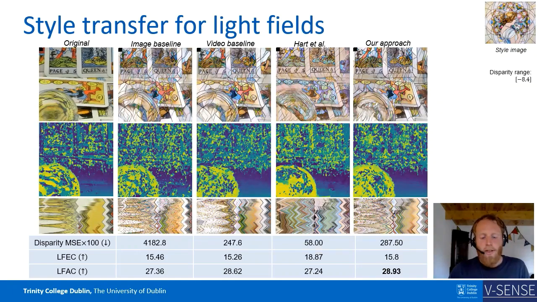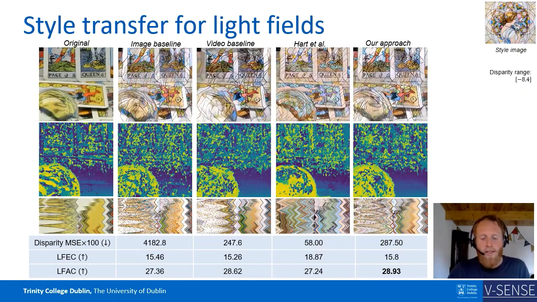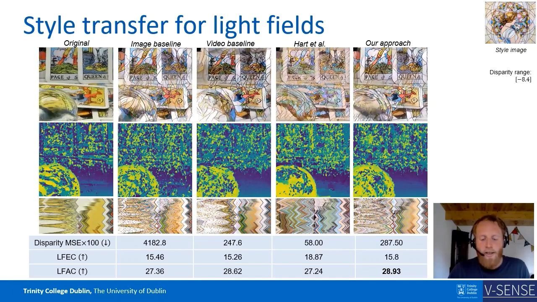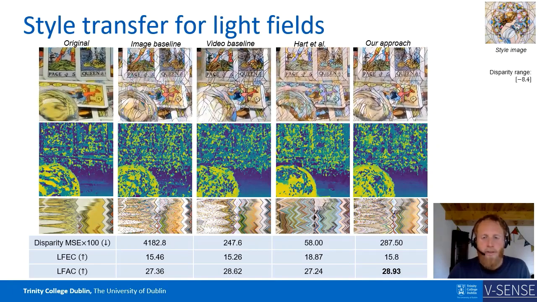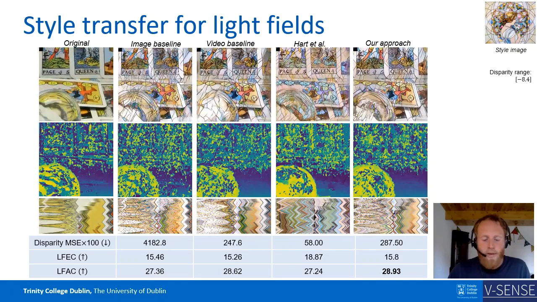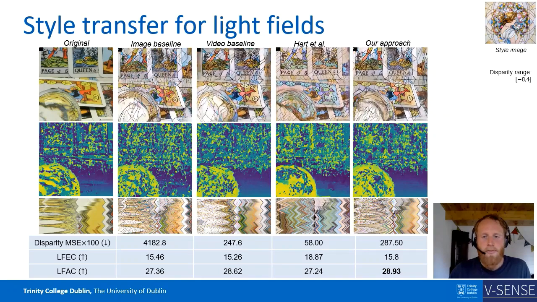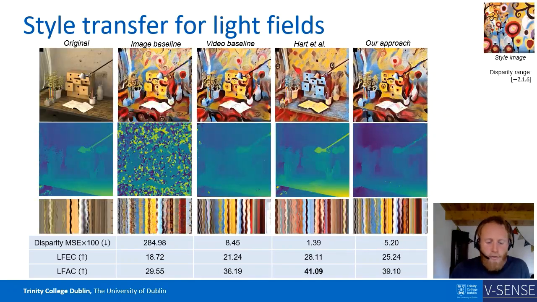Similar observations can be made for this light field and style. When comparing the stylized viewpoints here on the top row and the stacked EPIs for our method and that of Hart et al. with the original light field, it is clear that our method has better preserved the angular structure of the light field. Again, the only quantitative metric which reflects these observations is the LFAC. The same observations discussed above also apply to this light field and style.